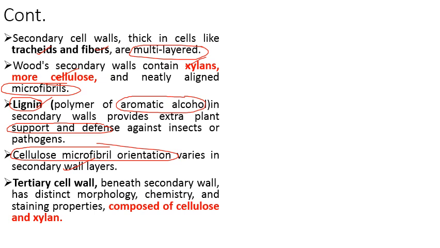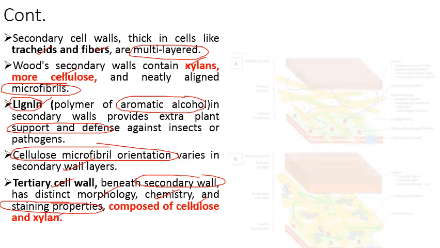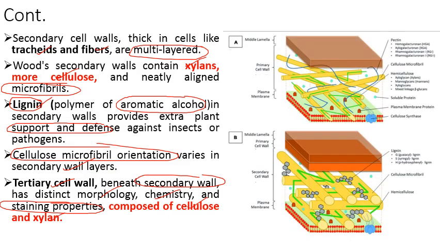Sometimes there may be a third layer, that is called the tertiary cell wall, which is beneath the secondary cell wall and has distinct morphology, chemistry and staining properties. तो इसमें ये जो tertiary cell wall है, ये different है secondary cell wall से in its morphology, chemistry और staining properties, और ये बनी होती है cellulose और xylan की. So that is called tertiary cell wall.